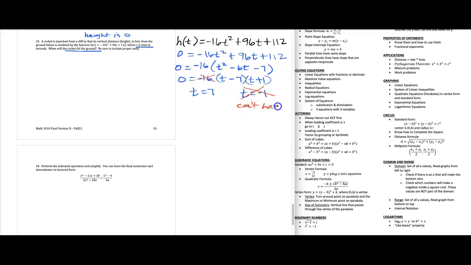All right. So our answer is just 7 seconds. And so that is what we will put. And again, make sure you notice it says use your proper units. You will lose points if you're not putting those units on your answers. Okay.